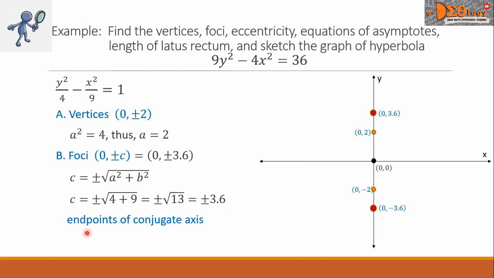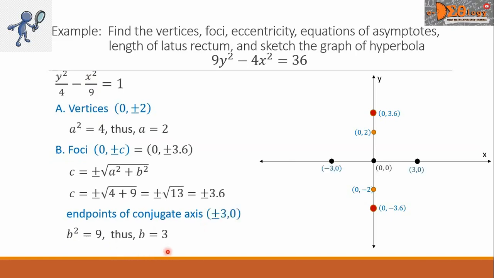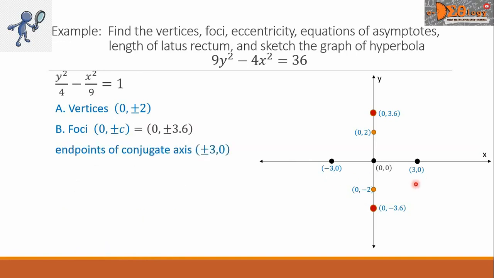We can get also the endpoints of the conjugate axis. That is the b squared, which is the denominator of x squared, which is equal to 9. So b equals 3. Here are the points, the negative 3, 0 and the 3, 0 respectively. Letter C is the eccentricity. The equation is e equals c over a. Substituting the values, we have 3.6 over 2. So this is 1.8.